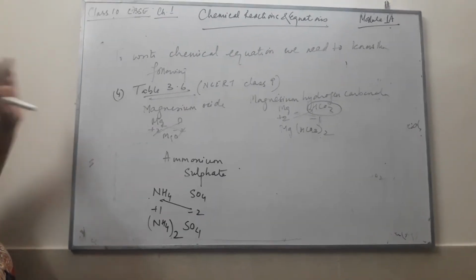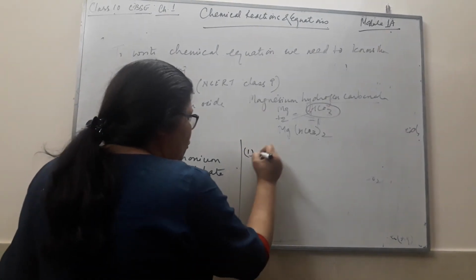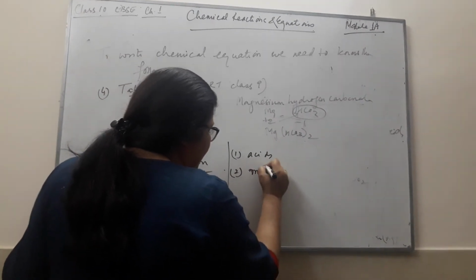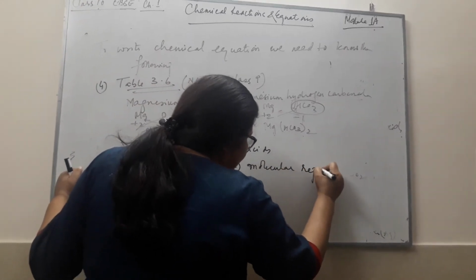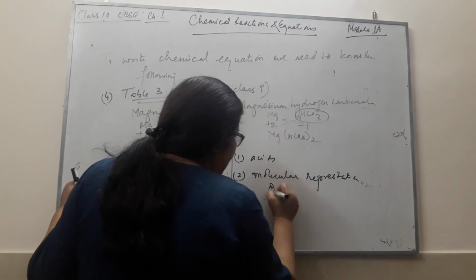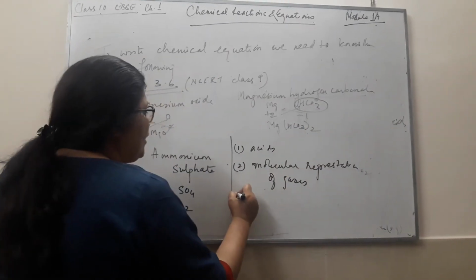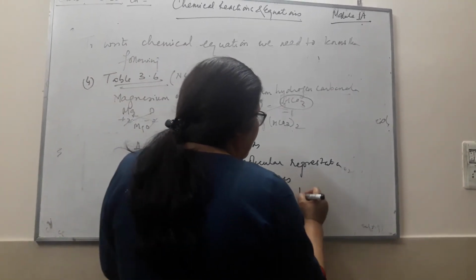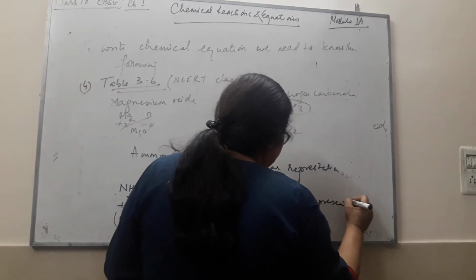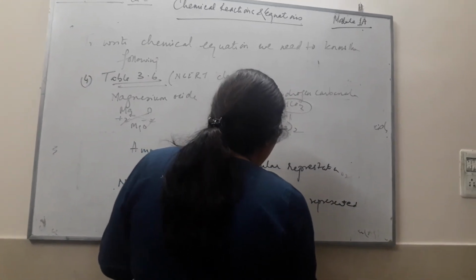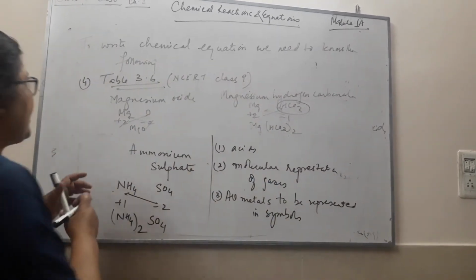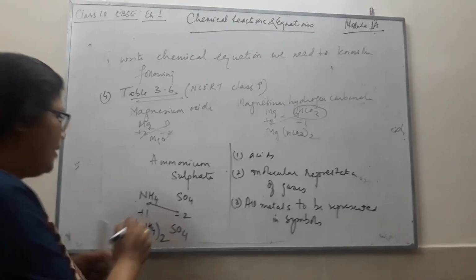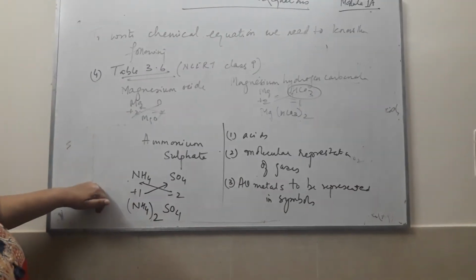Now, I sum up again. Number 1, you should know the formulae of the acids. Number 2, you should know the molecular representation of the different gases while writing the equation. Third, all metals are to be represented by symbols. And last but not the least, you should know table 3.6 completely, and the way you learned formula making in class 9. Again I have revised it for you with these three examples.